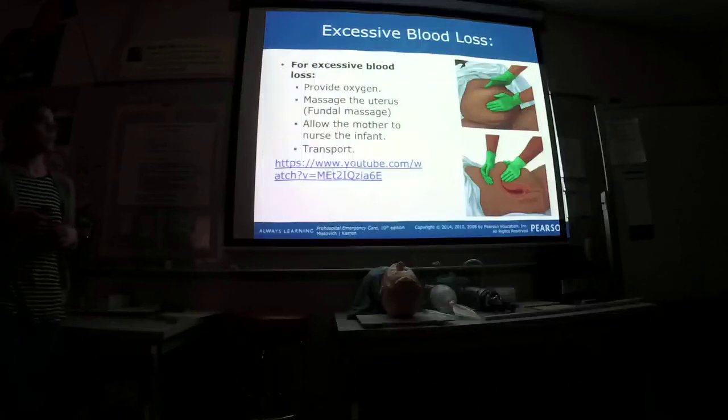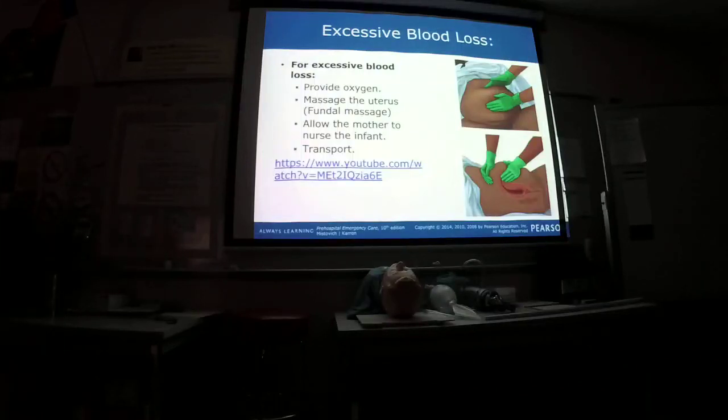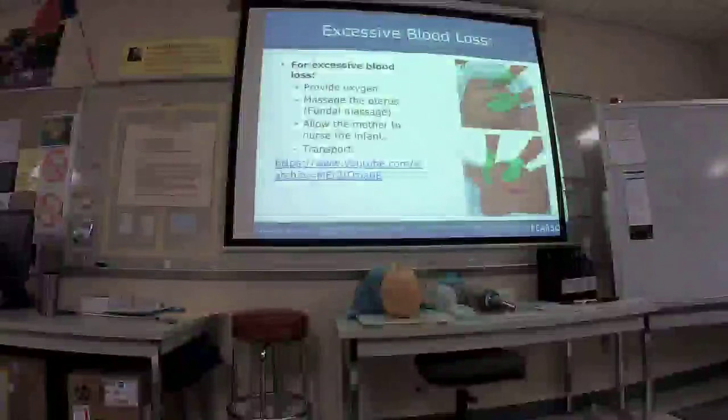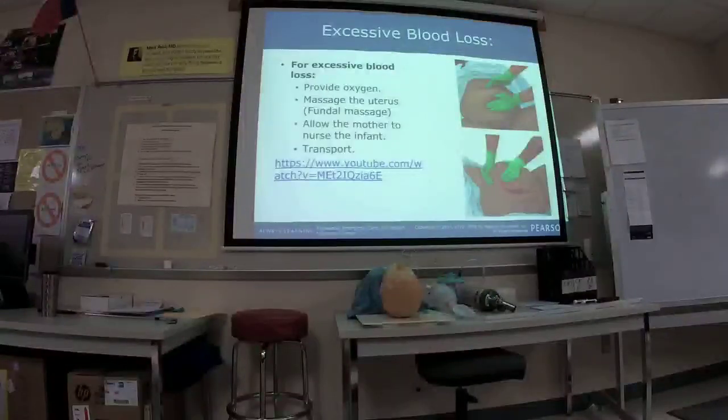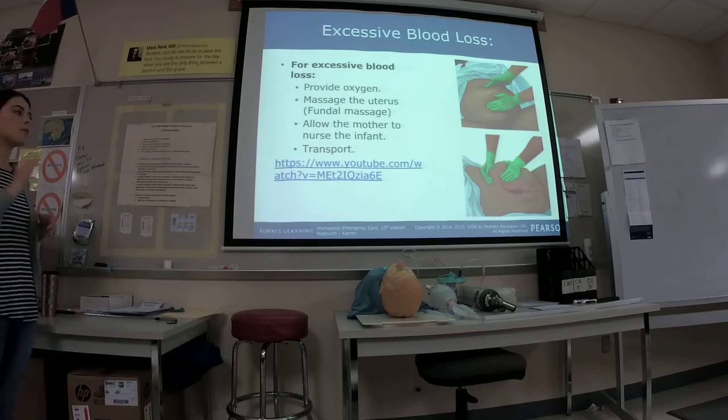So for excessive blood loss, there's something called the fundal massage. Whenever the mother, after delivery, is bleeding a lot, and sometimes it's excessive, what we're going to do is provide this massage, which is pretty much just massaging the uterus. After the baby is delivered, you can still feel the uterus on the mother. It's kind of like a grapefruit size, so it's not that hard to find.